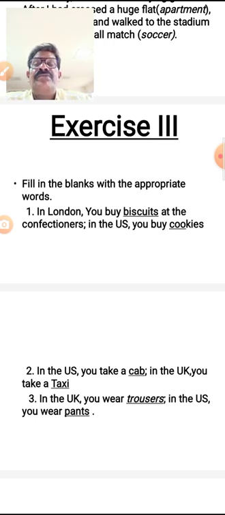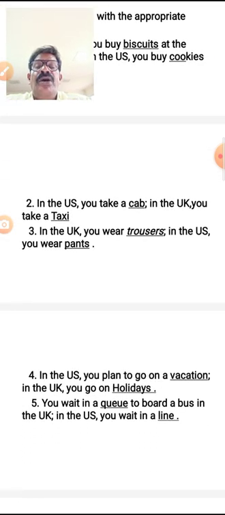In England, they call them biscuits. In the US, they call them cookies. Now, in the US, you take a cab. In the US, it is called a cab. When it comes to the UK, it is called a taxi. Even in India also, we often go for it.